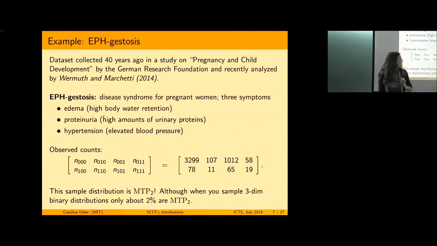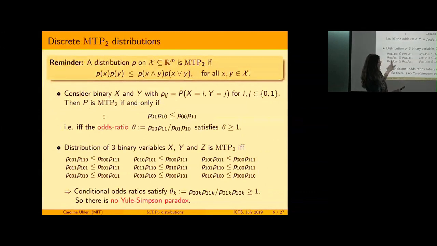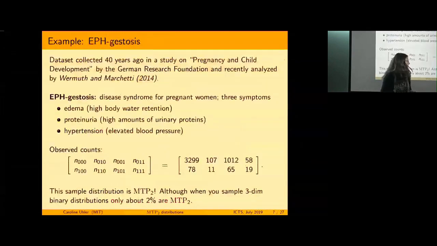Right, but here I'm giving you an example that is actually MTP2. So this is a particular disease syndrome in pregnant women. These are the 3 symptoms that these women have. This is the real data set from this study. And if you just plug in these numbers in here, you'll actually see that they just satisfy all of these inequalities. Okay, so that's kind of crazy, right?